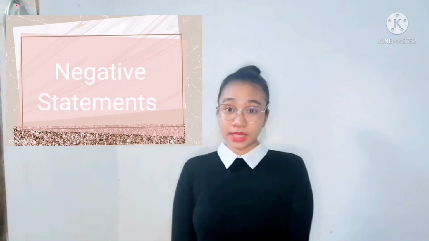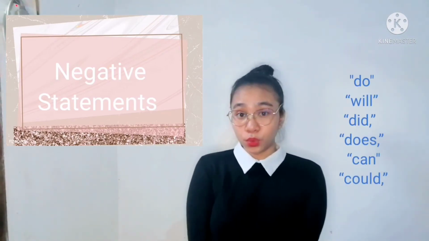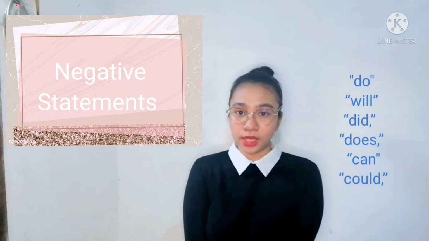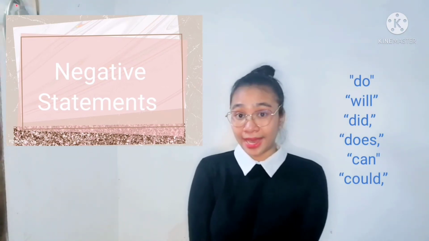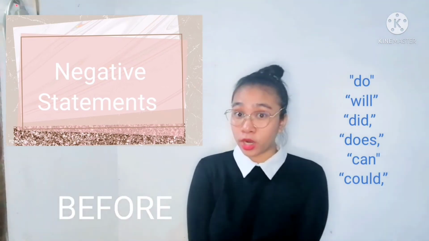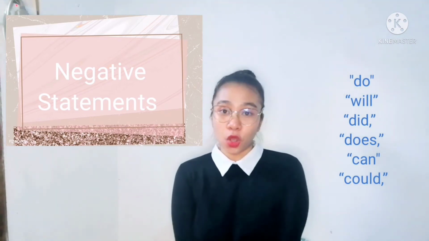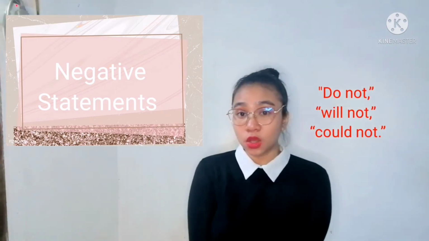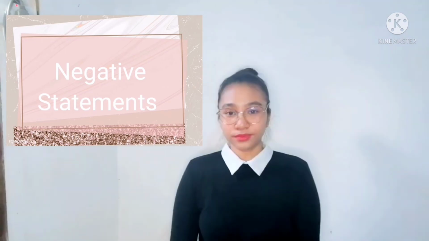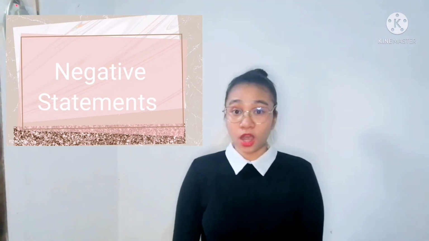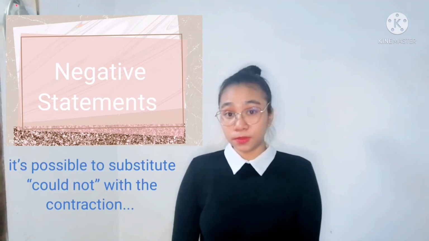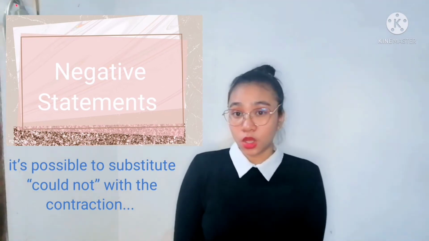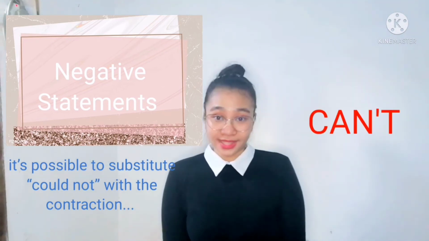Negative statements can make use of the words do or will, including did, does, can, and could, before not. So, it will be do not, will not, could not. In any of these constructs, it's possible to substitute could not with the contraction can't.